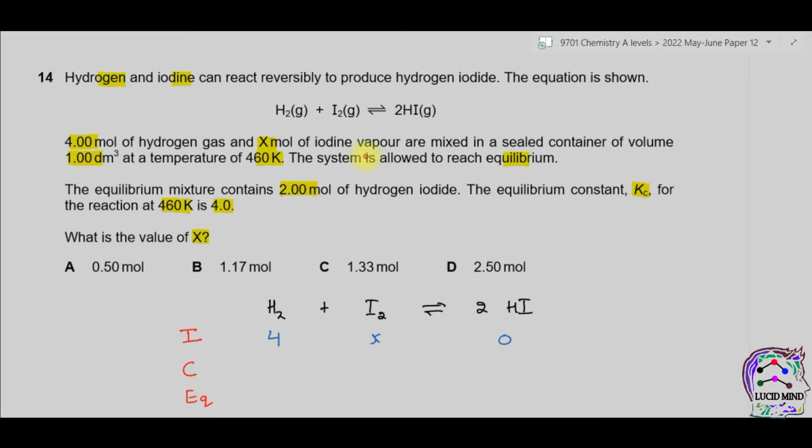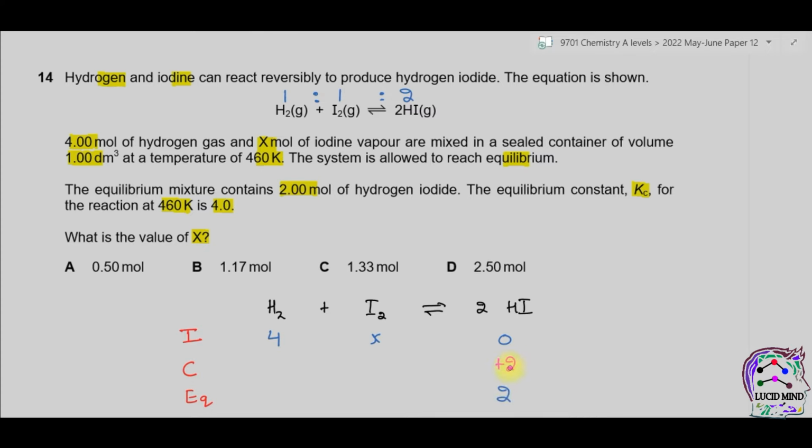Now let's see what they have given at equilibrium. It says that the equilibrium mixture contains 2 moles of hydrogen iodide. So we have 2 moles of hydrogen iodide at equilibrium. Now according to the balanced chemical equation, 1 mole of hydrogen reacts with 1 mole of iodine to form 2 moles of hydrogen iodide. So the number of moles of reactant is half of the number of moles of product. If 2 moles of hydrogen iodide are produced, the change is plus 2. 0 plus 2 becomes 2.